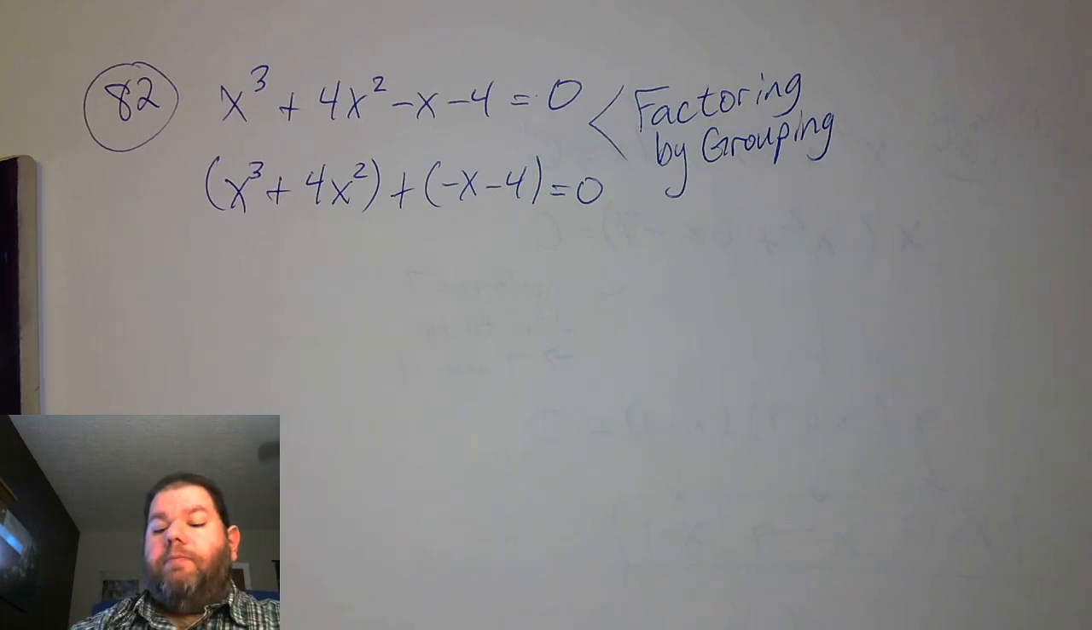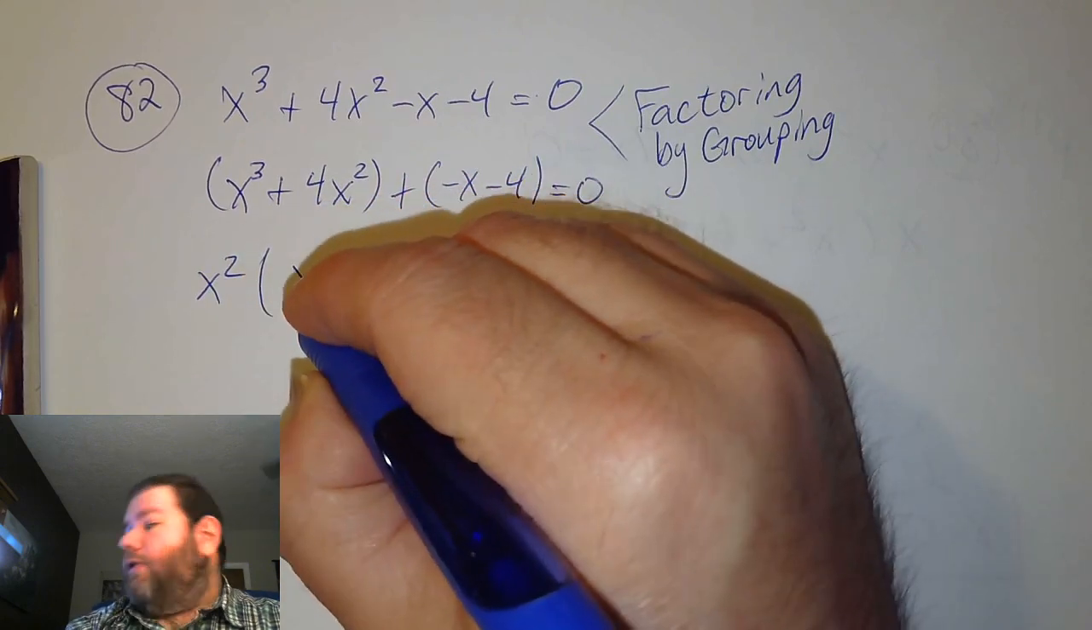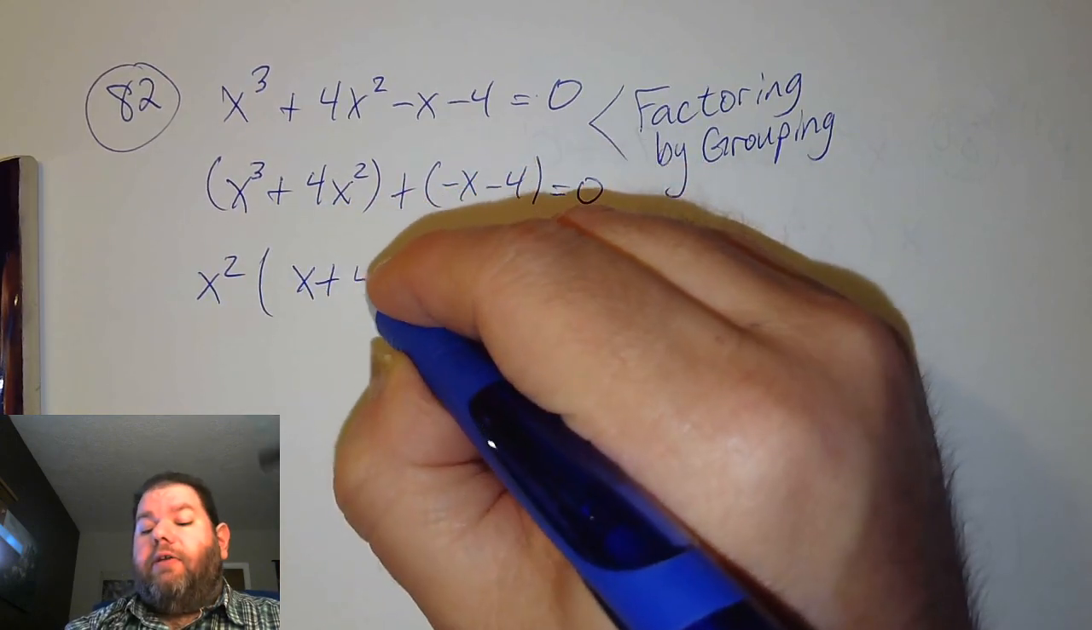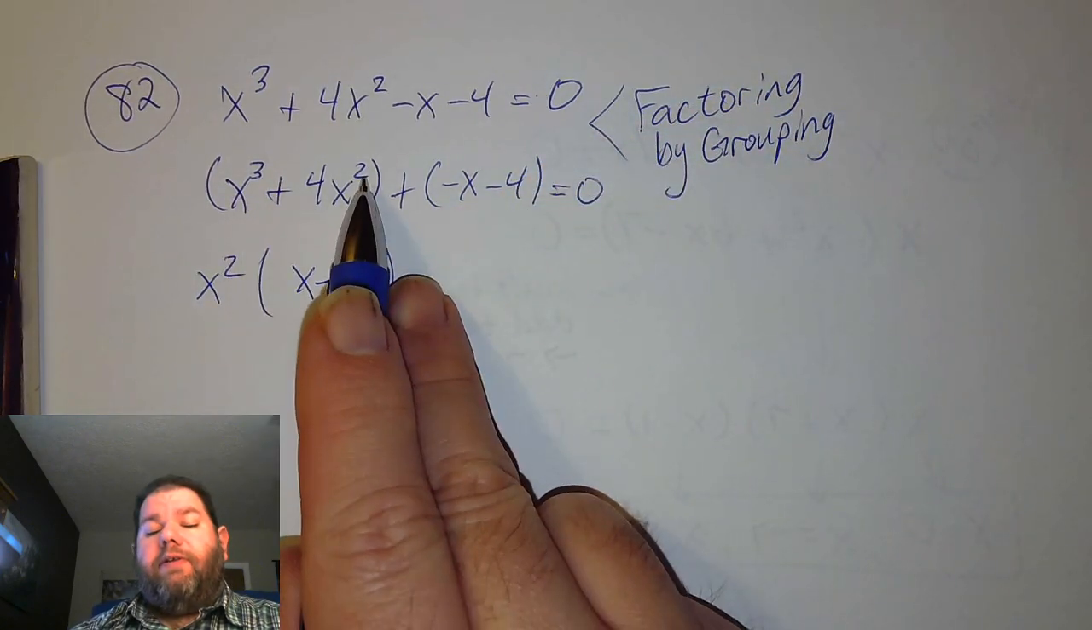X squared. So we can take an x squared out from both terms, and that leaves x plus 4. So both of them have at least x to the second power.